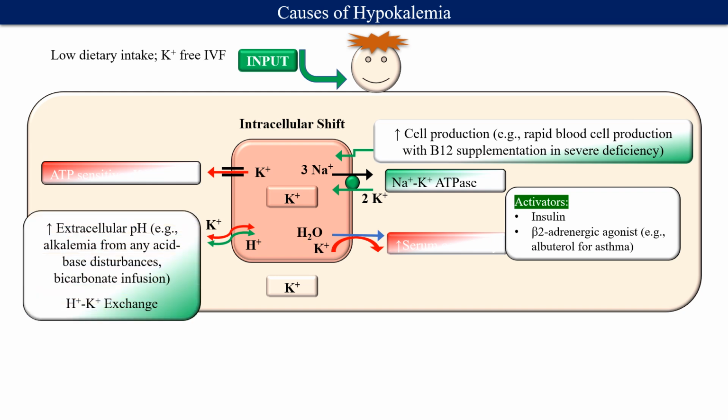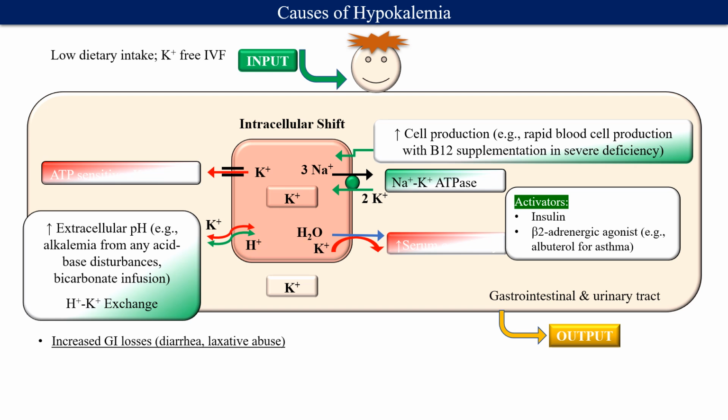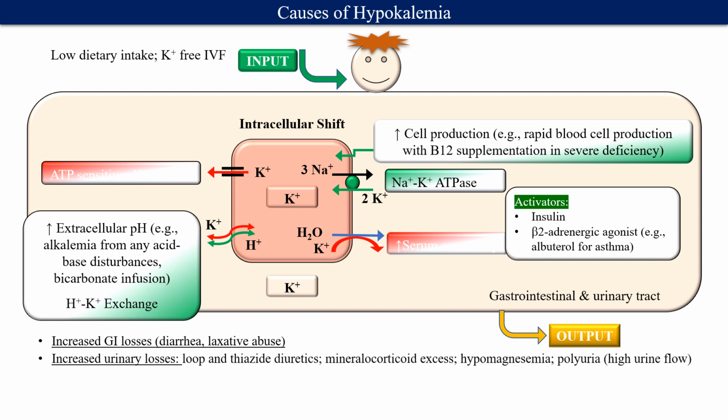High plasma pH that may be seen in patients with acid-base disturbances or those receiving intravenous sodium bicarbonate infusion. In terms of output, we can have increased potassium loss via the gut from diarrhea or laxative abuse, or high renal potassium loss from the use of loop or thiazide diuretics, mineralocorticoid excess state, hypomagnesemia, or high urine flow.